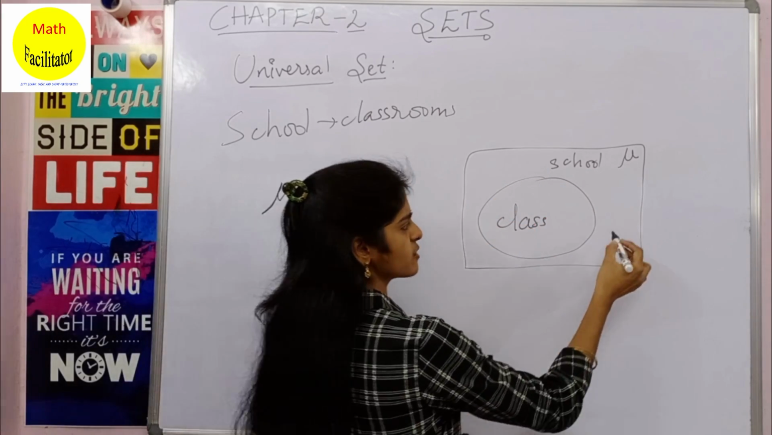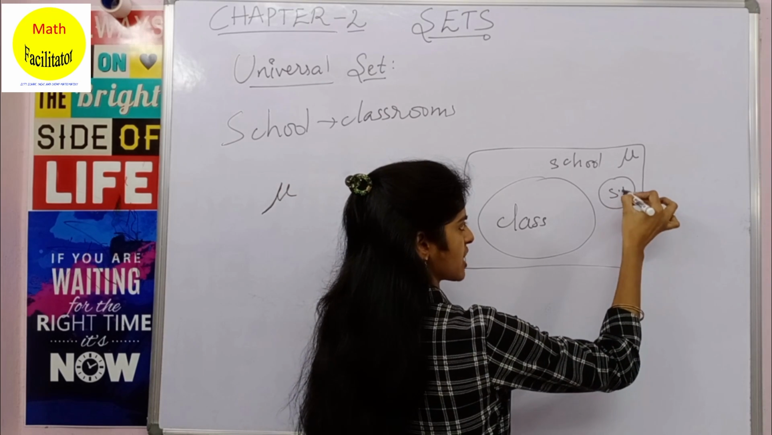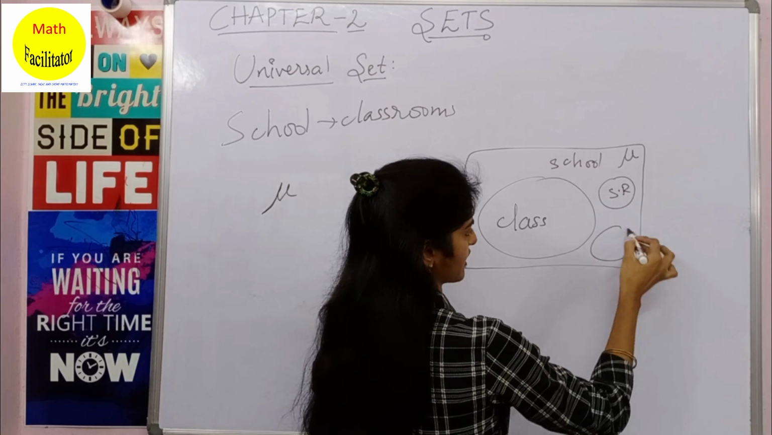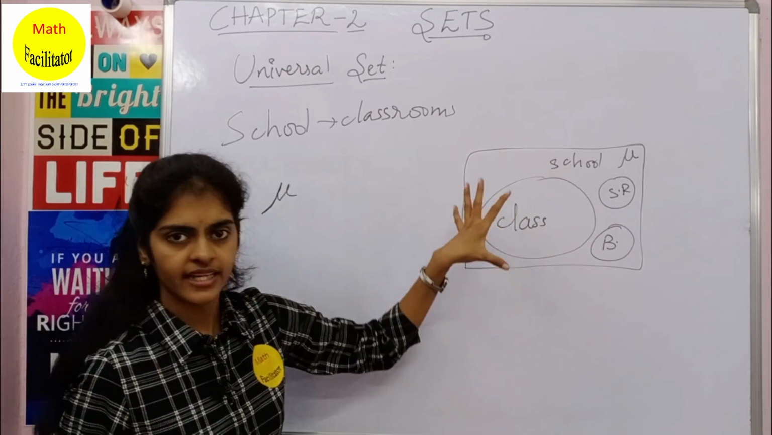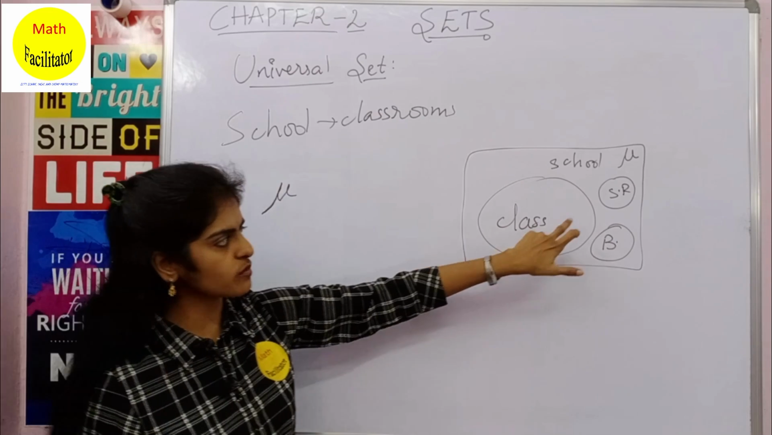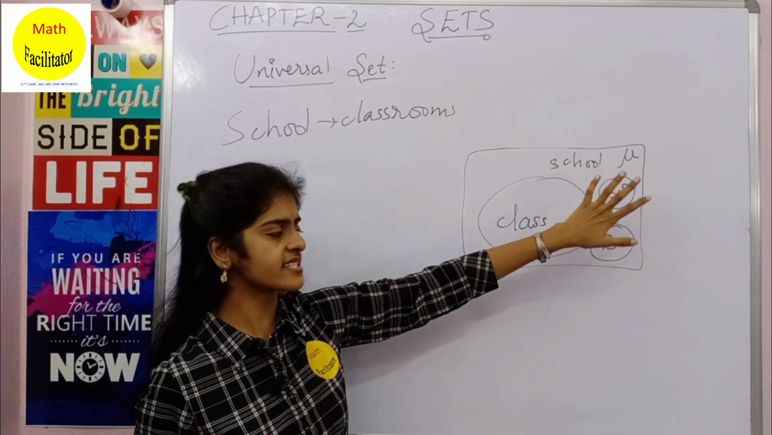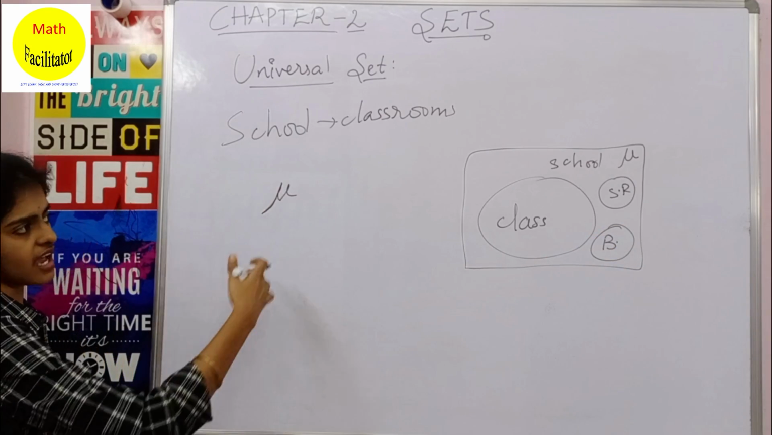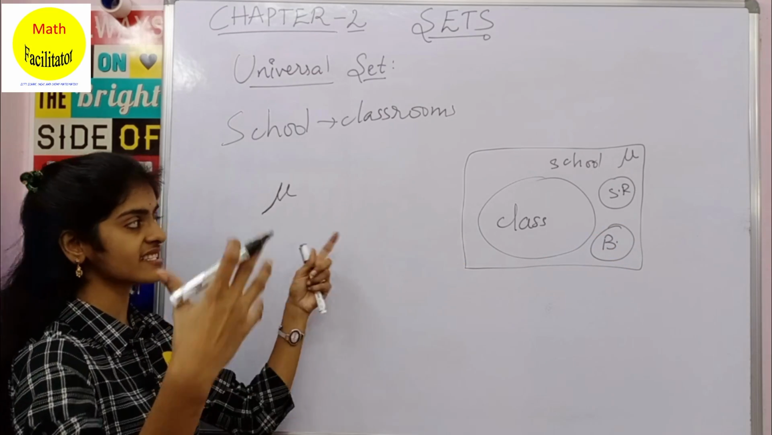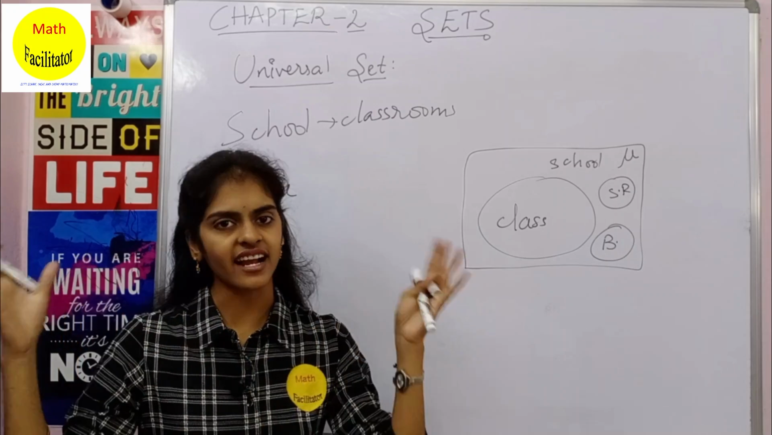Also, after classrooms you have staff rooms, and you have bathrooms, toilets. So the school is a universal set where you have classrooms, staff room, office, bathrooms or toilets. So this is how you represent a universal set. A universal set contains different sets within it.